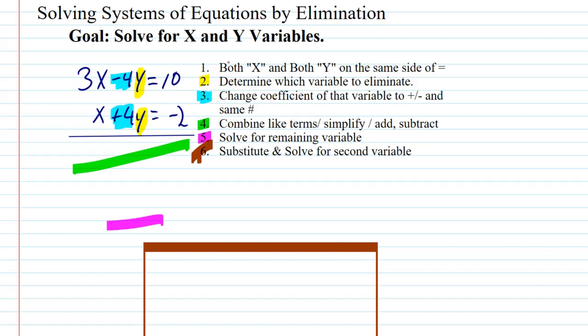Step number 1. Both the x and the y have to be on the same side of the equal sign. We come back to our original problem and we look. 3x minus 4y and x plus 4y, they are both on the same side. So step number 1 is taken care of for us. A lot of times the problems will be. Step number 1 is just in case they aren't.